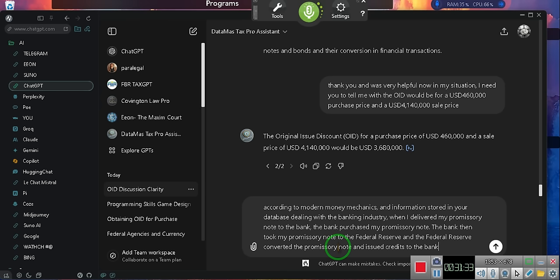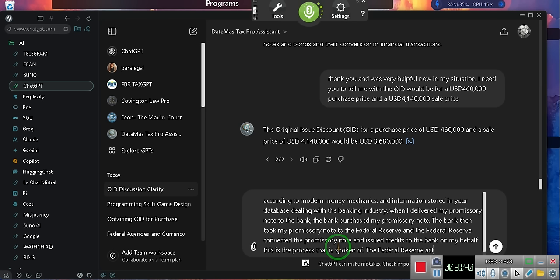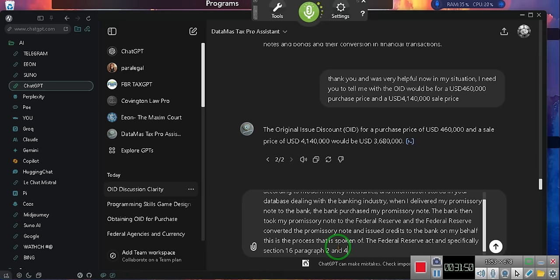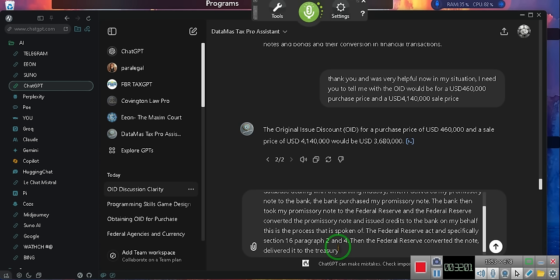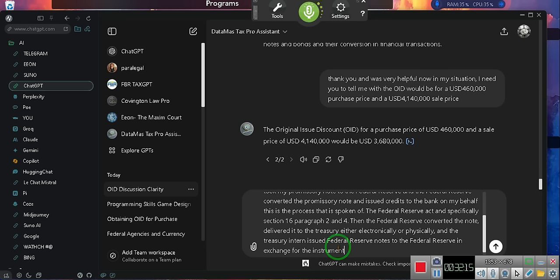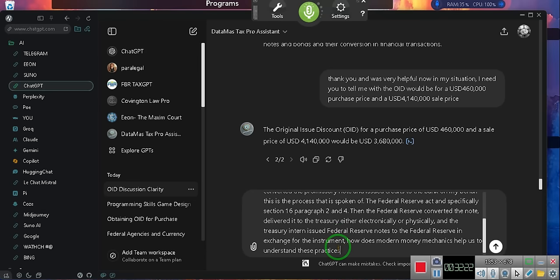This is the process that is spoken of through the Federal Reserve Act, and specifically section numeral 16, paragraph numeral 2, and numeral 4. Period. Then the Federal Reserve converted the note, comma, delivered it to the Treasury, either electronically or physically, comma, and the Treasury in turn issued Federal Reserve notes to the Federal Reserve in exchange for the instrument. Comma, how does modern money mechanics help us to understand these practices and their continuing nature? Question mark.